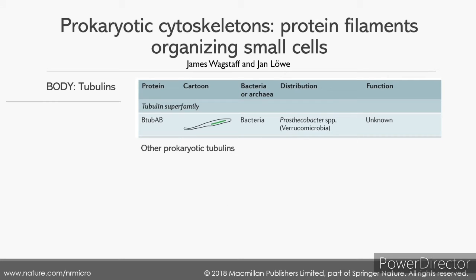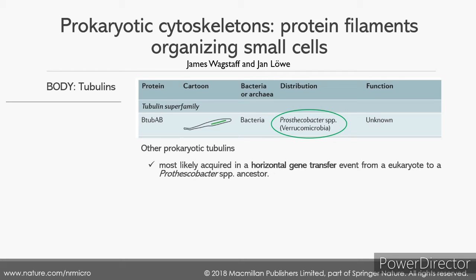Other members of the tubulin superfamily are found in bacteria and archaea. These are identified by the highly conserved sequence motifs of the GTPase domain. A pair of bacterial tubulins termed BtubA and BtubB, or BtubAB, that are more similar in sequence and structure to eukaryotic tubulins than to FtsZs have been found in addition to FtsZs in several Prosthecobacter species genomes. Btub genes were most likely acquired in a horizontal gene transfer event from a eukaryote to a Prosthecobacter species ancestor.